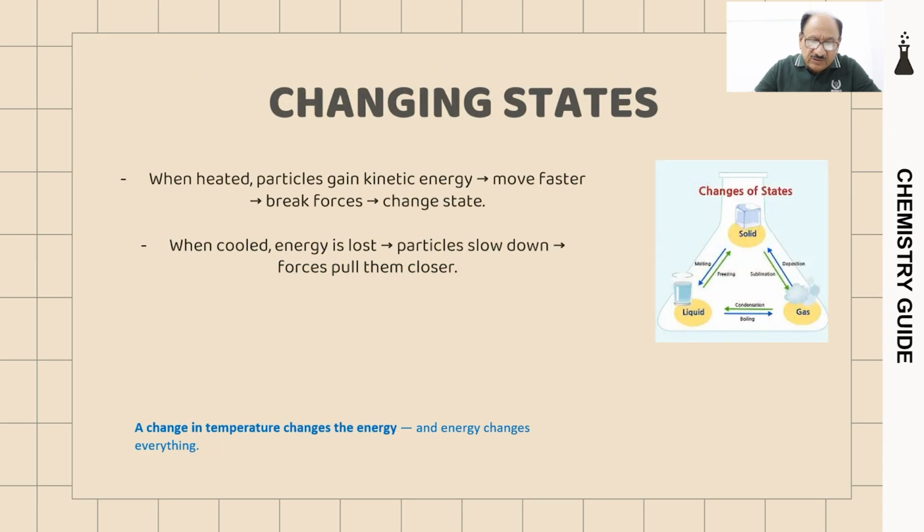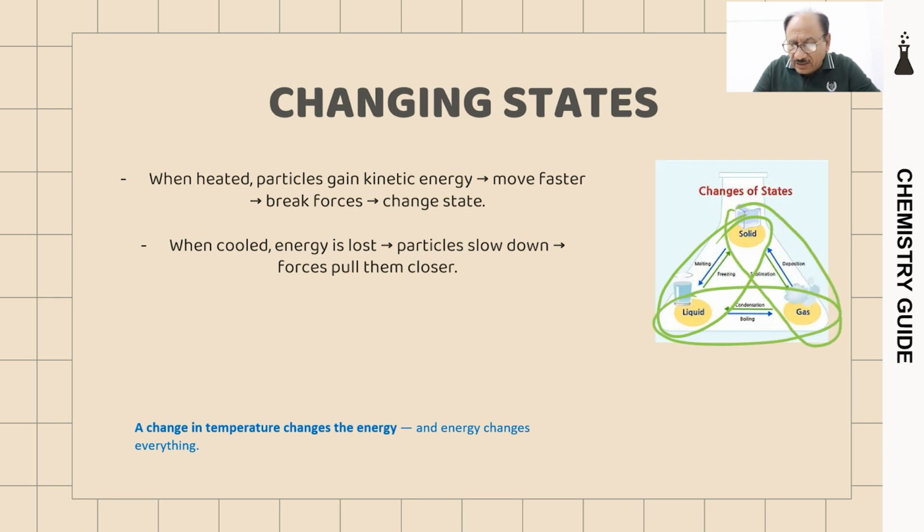Now, if we see the change of states, the change of state is from solid to liquid, or liquid to gas, or it can be from gas to solid also. So all three states can be interconvertible. If we heat a solid, it will melt, and that process happens at the melting point. It will change to liquid, and this process is known as melting.